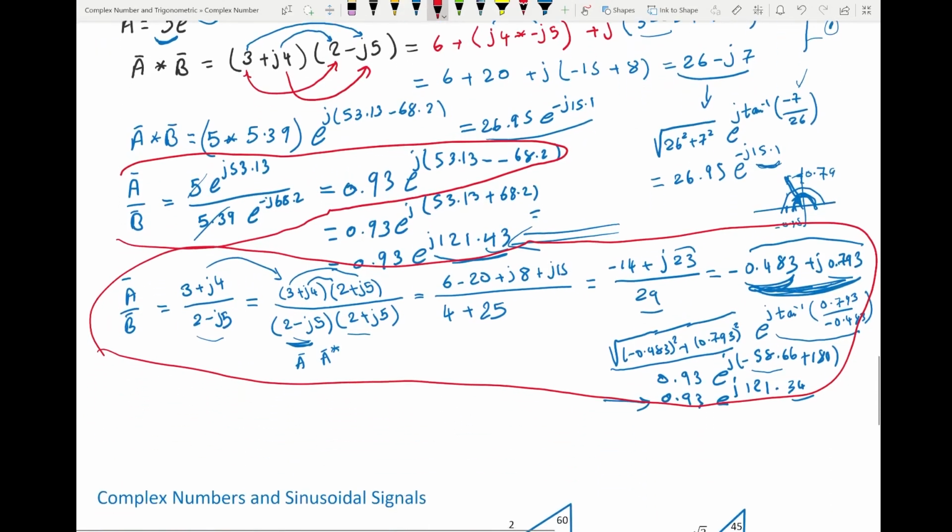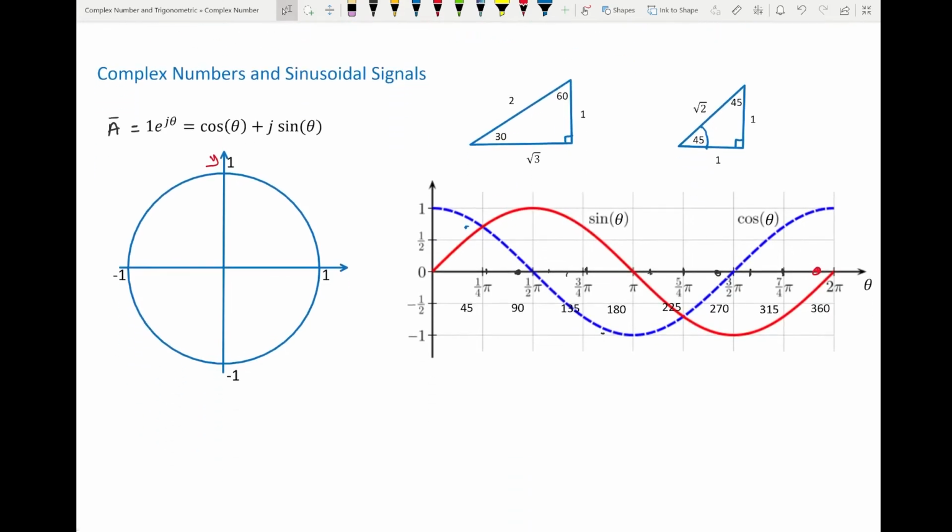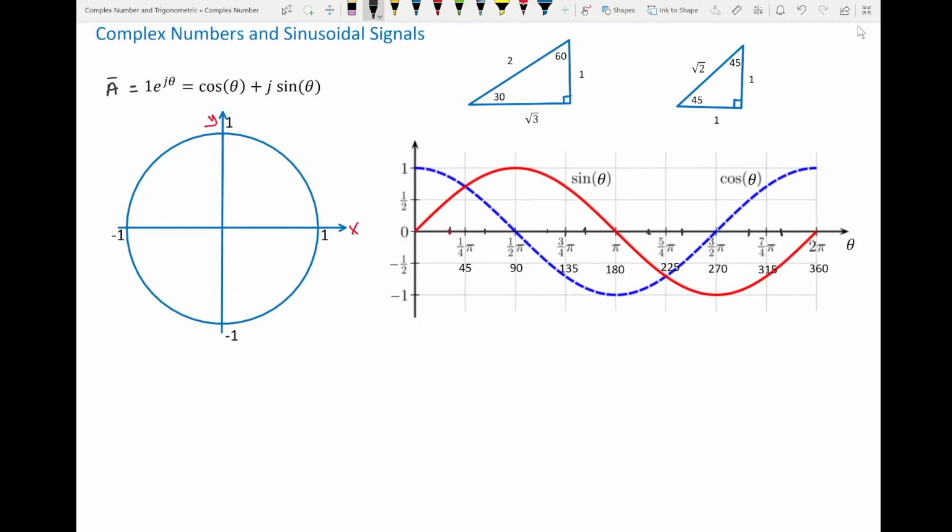Okay, the next topic will be linking complex numbers and sinusoidal signals like the sine wave and the cosine wave. Let us link the complex number in polar form and rectangular form to the sinusoidal signals, the cosine waveform and the sine waveform. Consider the complex number A, whose magnitude is 1, and angle theta can be any value from 0 degrees all the way to 360 degrees.